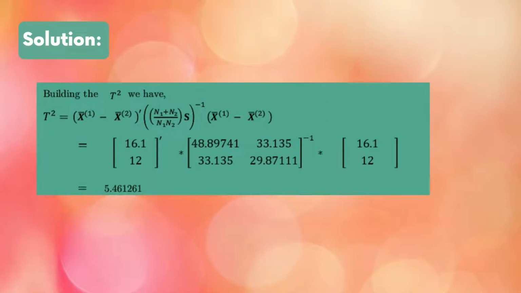Building the T-squared, we have T squared equal to (x̄1 minus x̄2)' times the inverse of (n1 plus n2) over (n1 n2) S times (x̄1 minus x̄2). And we have the result T squared is equal to 5.461261.